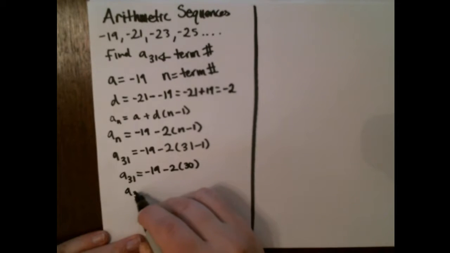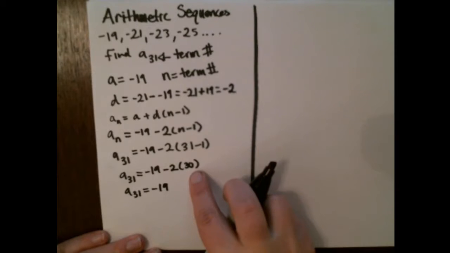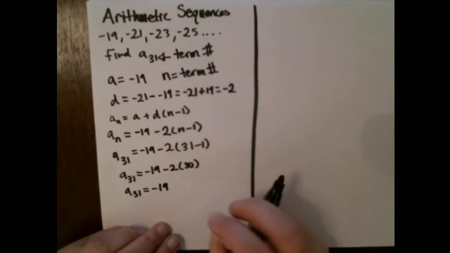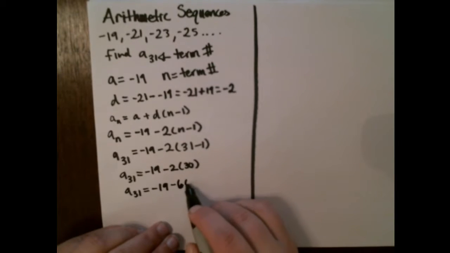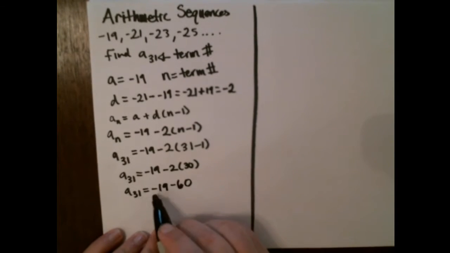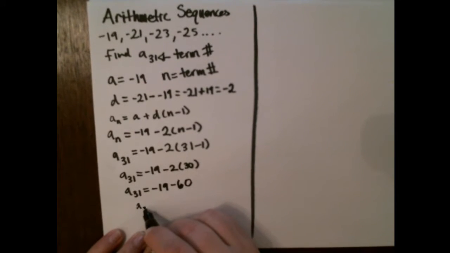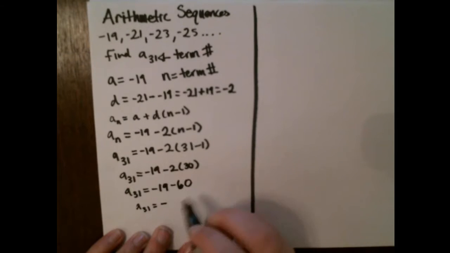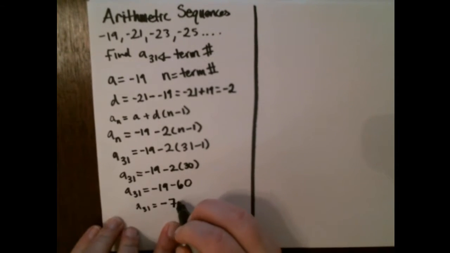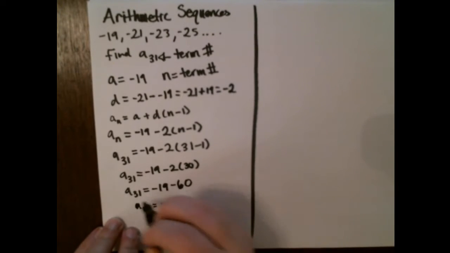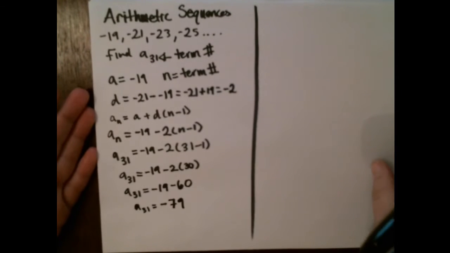So I'm just simplifying as we go down. Negative 2 times 30. That's just going to be negative 60. Negative 19 and negative 60, both going in the same direction, so it's going to stay negative: negative 79. And that's it. My 31st term would be negative 79.